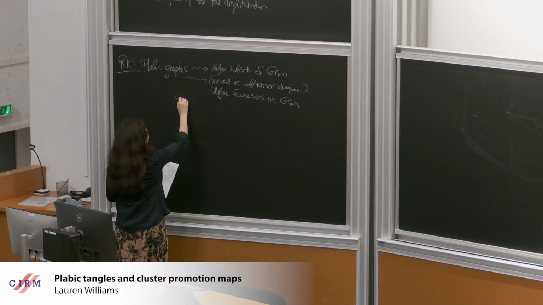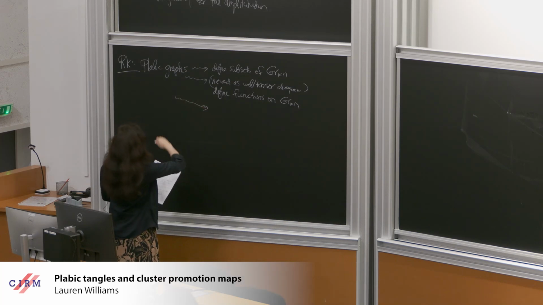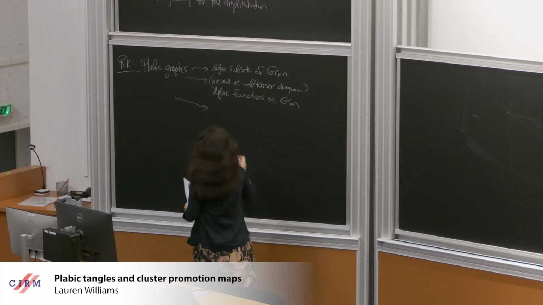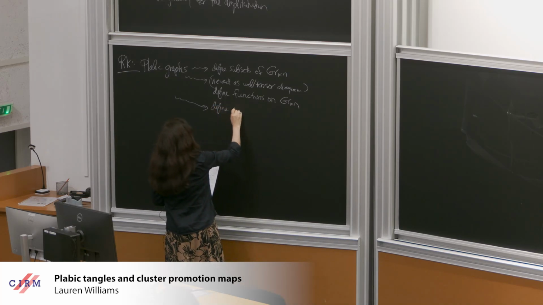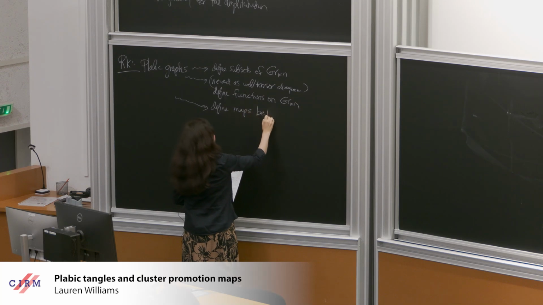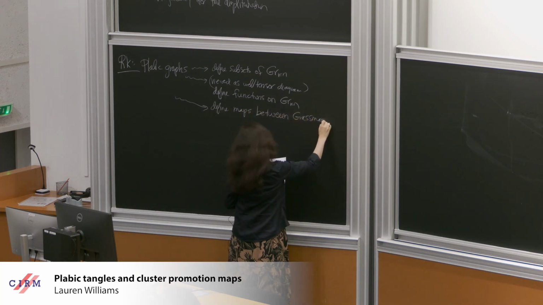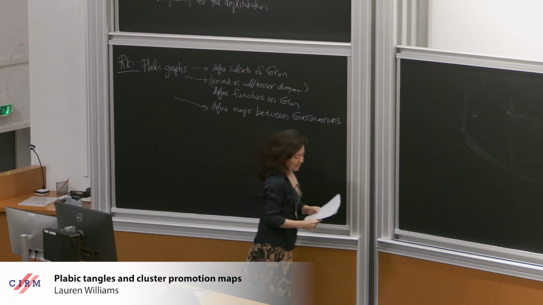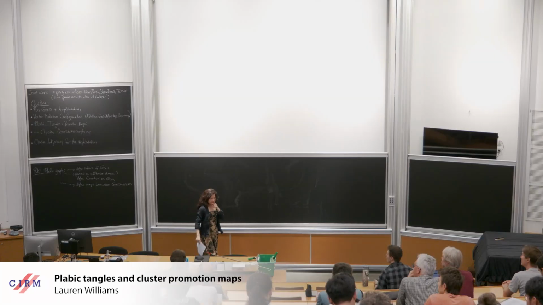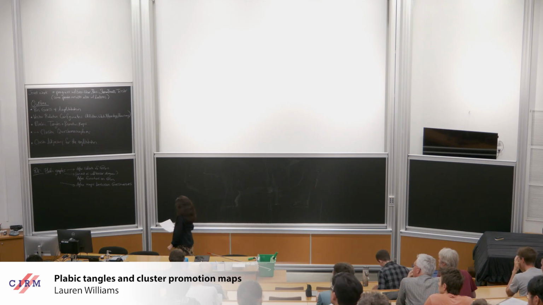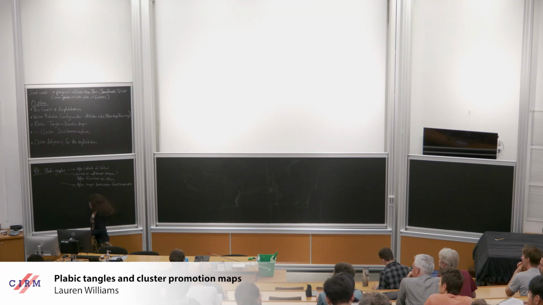But now what we want to do today is explain how to use Plabic graphs with a slight enrichment to define maps between Grassmannians. And we realized that one could do this in the process of understanding the cluster structure on the amplituhedron. Okay, all right, so now let me give some definitions.